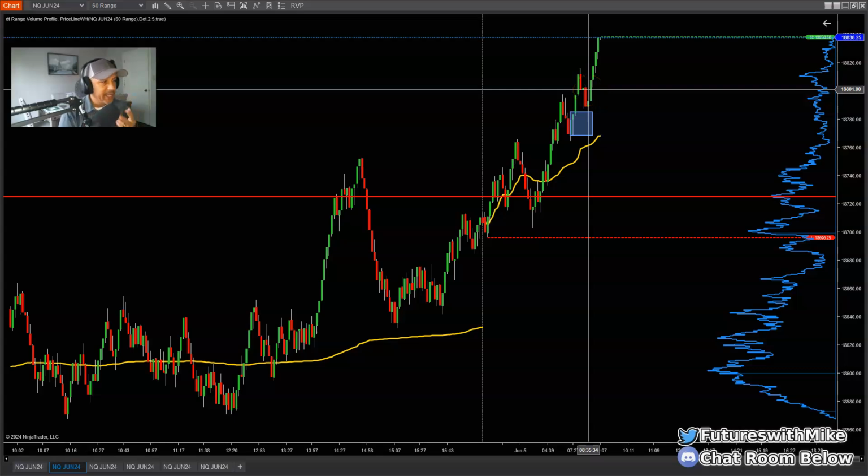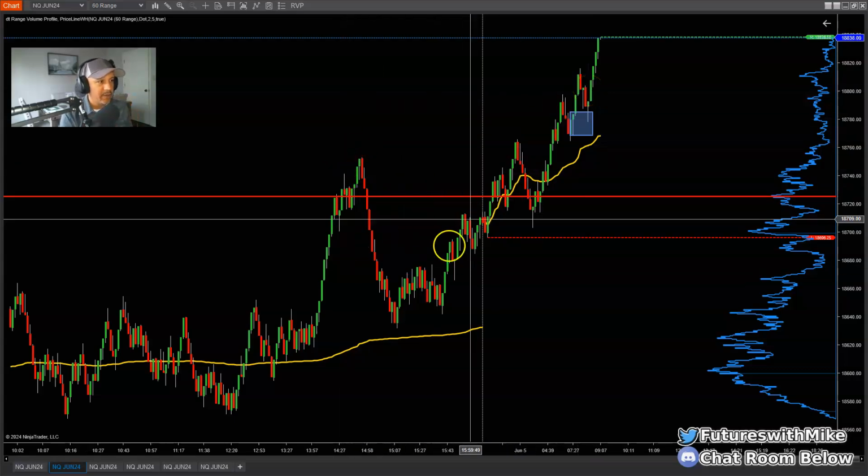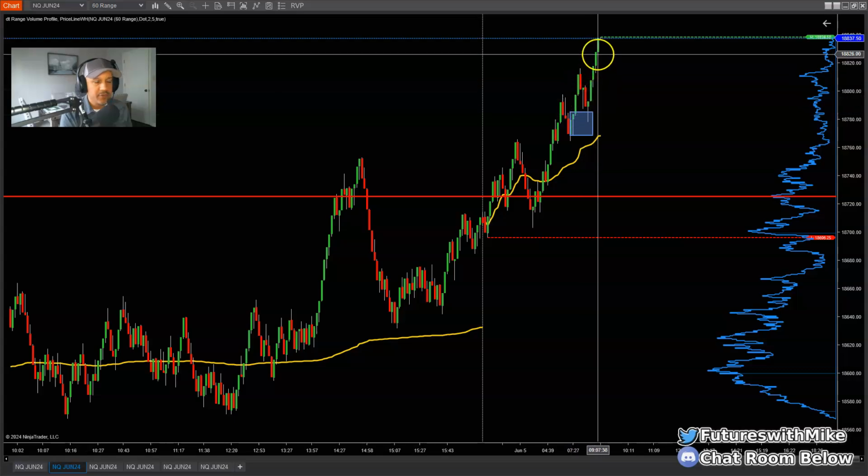But number 1, is there a break of structure? We got 1 here, 2, 3, right? And then number 2, is the zone mitigated or unmitigated? Mitigated meaning that it's going to be low probability, unmitigated, untested, higher probability.